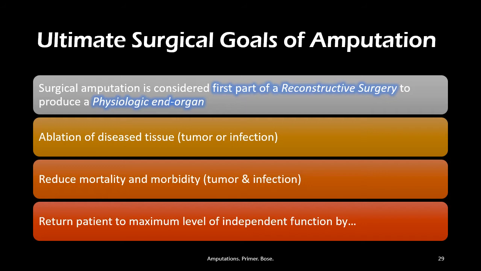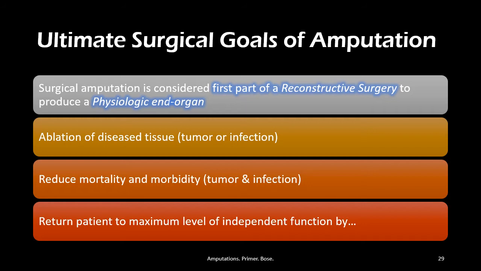Now, it is important to realize that that is a goal. Not everybody will become a prosthetic user, but at least the limb should be shaped in a way that it can accept a prosthesis, and that is what is referred to as a physiologic end organ. So essentially, you can again call this a reconstructive surgery because that's what it is.